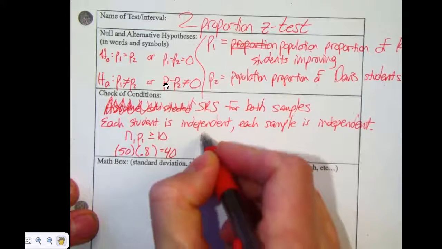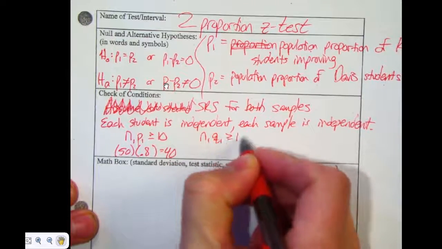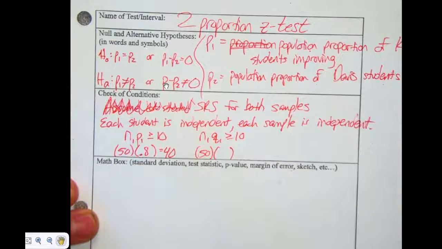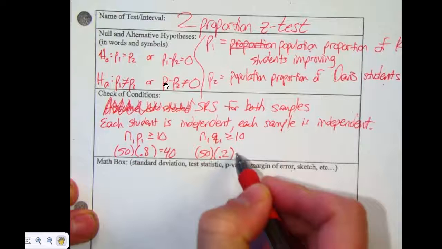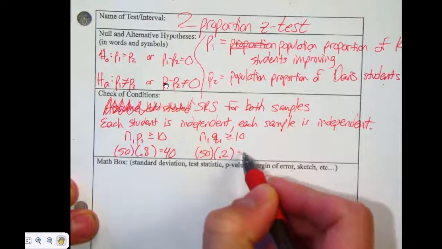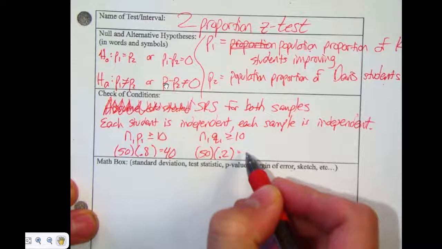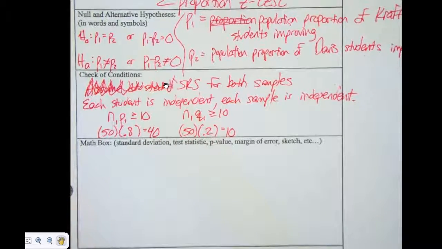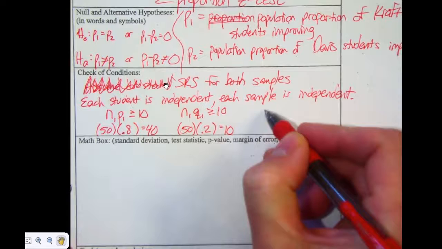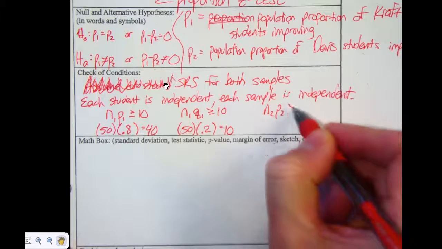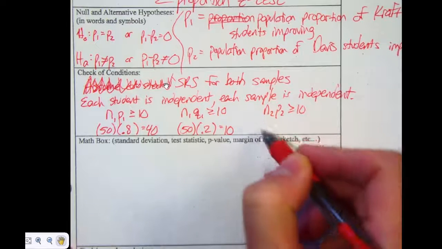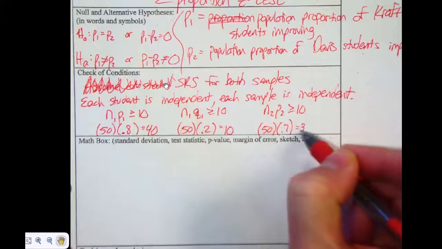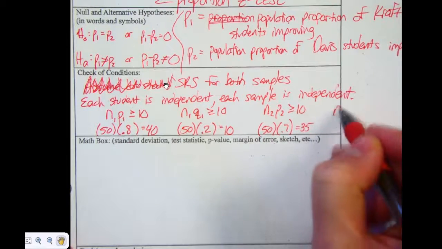So then N1Q1 has to be greater than or equal to 10. N1 is still 50. What's Q1? 0.2. That equals 10, yeah. And then you got two more. You got to go N2P2. A lot of writing. 50 times 0.7. Where'd you get 0.7 from, Sid? 35 divided by 50 for Davis. Nice.